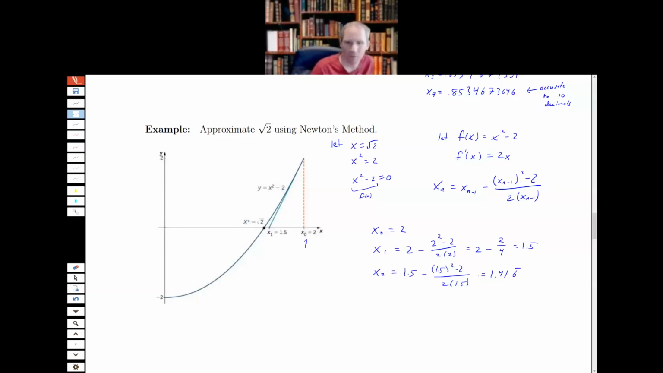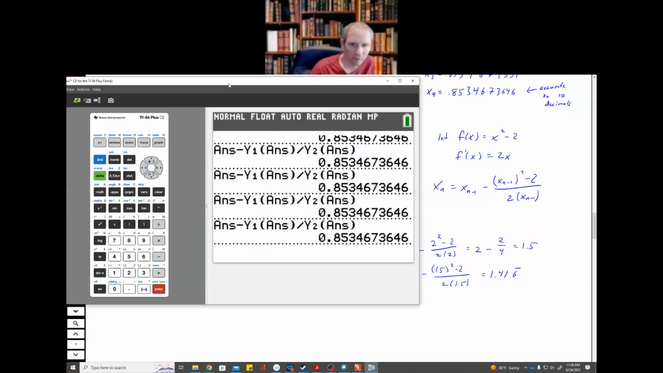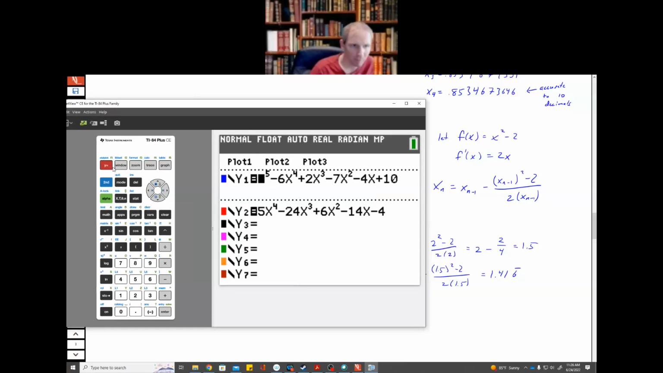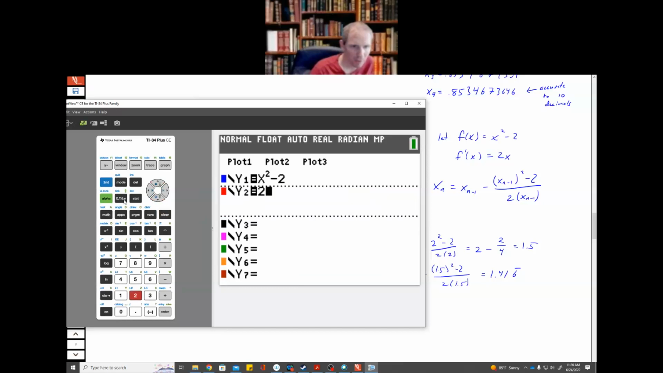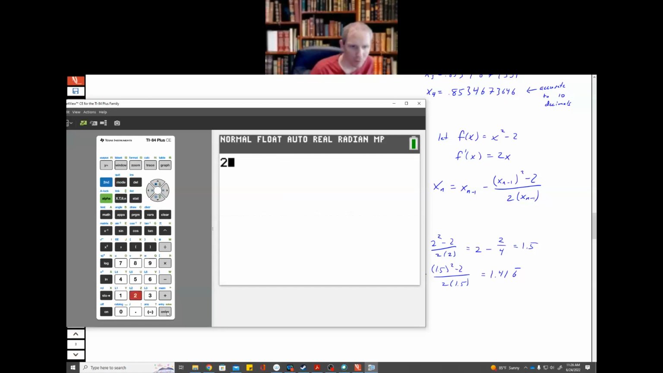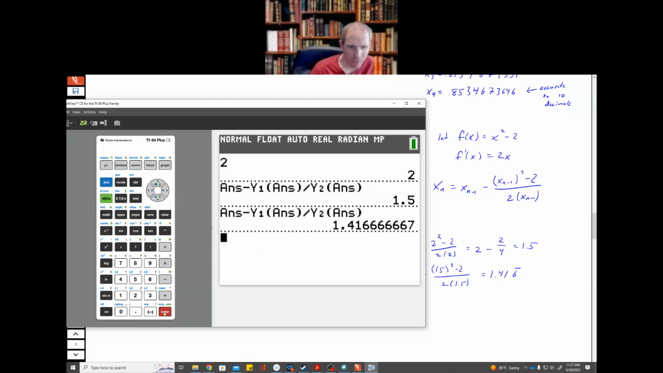1.416 repeating forever. Again, I'm going to have my calculator help me out here, just because I don't want to do a lot of basic arithmetic. So for this one, my function f is x squared minus 2, and my function f prime is 2x. Our initial guess was 2, and so I want to take my previous guess minus that previous guess plugged into y1 divided by that previous guess plugged into y2. So y variables, function y2. I plug in my previous guess. There I can see the 1.5 that I computed. I can see the 1.416 repeating computed.